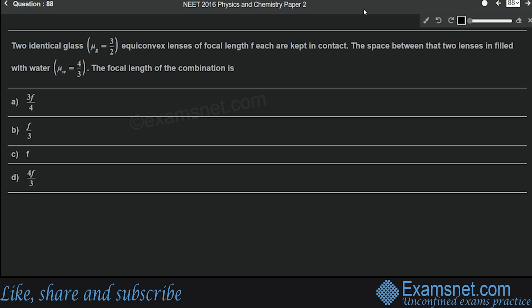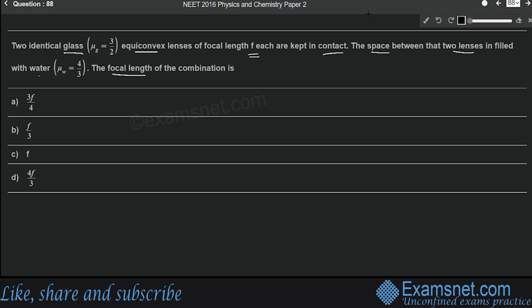Question number 88 is from the chapter Ray Optics and Optical Instruments, and the question is: two identical glass equiconvex lenses of focal length f each are kept in contact. The space between the two lenses is filled with water. The focal length of the combination is?